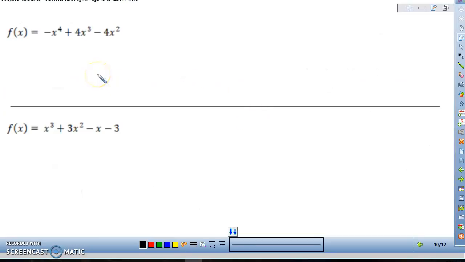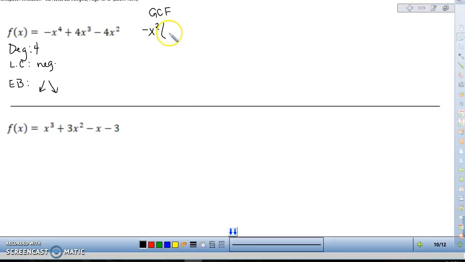Let's go ahead and take a look at a few more of these examples to finish this off. In this one, notice that we have a degree of 4. The lead coefficient is negative, so we know that our end behavior is going to be down and down. In this case, I only have 3 terms. I want to think about factoring out a GCF to begin. I don't want to be working with a negative out front, so I'm going to factor out a negative x squared, and that is going to leave us with x squared minus 4x plus 4.